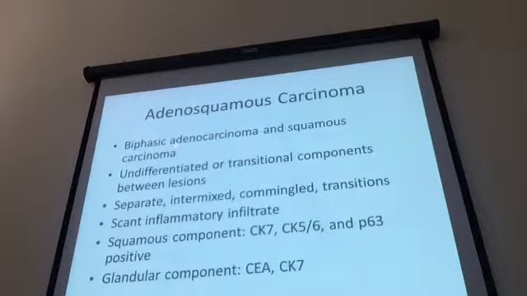This is a biphasic carcinoma. It may have some undifferentiated or transitional areas between them, but it can also be a variety of other patterns. So we have separate adenocarcinoma and squamous carcinoma. We have intermixed carcinoma or transition zones. These will usually also, again, stain differently in the different components. So immunohistochemistry can help us here if we have a question about glandular versus squamous differentiation.